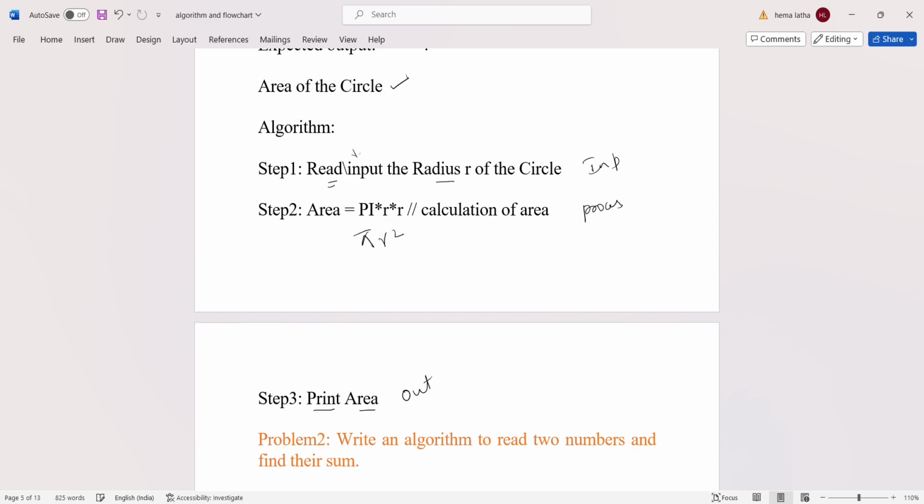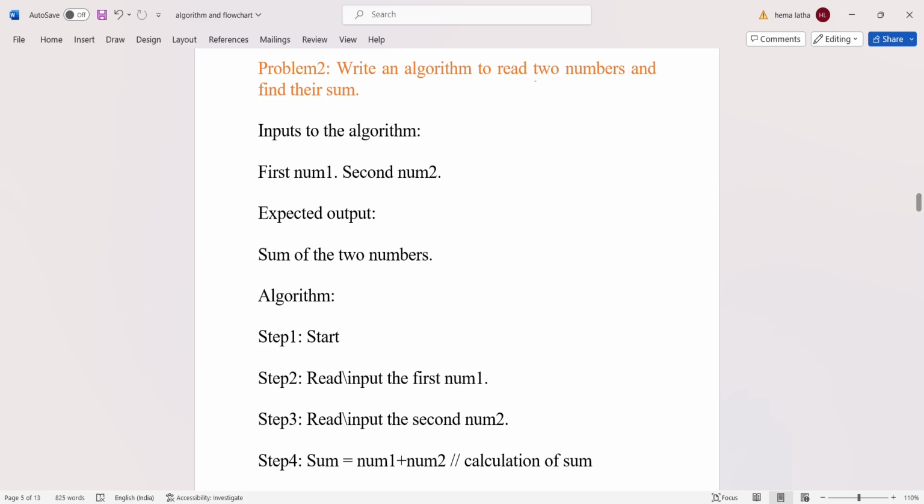Okay, so input, process, and then output, or process in the sense of calculation. So this is the step of the algorithm we have written to find the area of the circle. Let us see the other example. Write a program to read two numbers and find their sum. Okay, that means addition of two numbers.